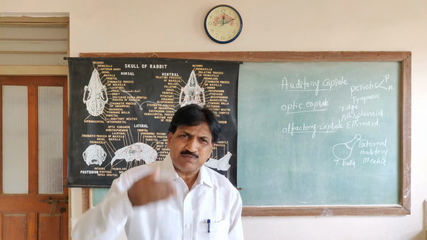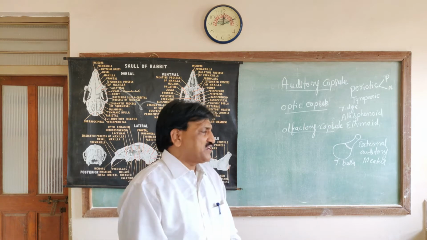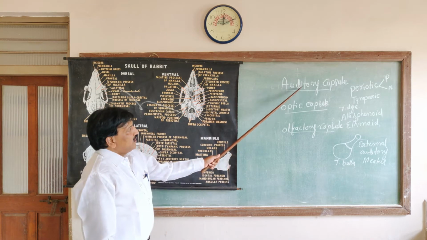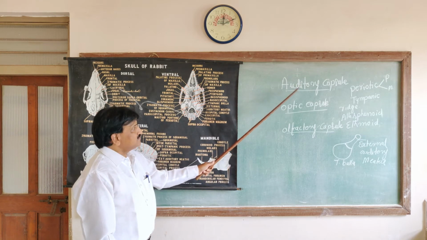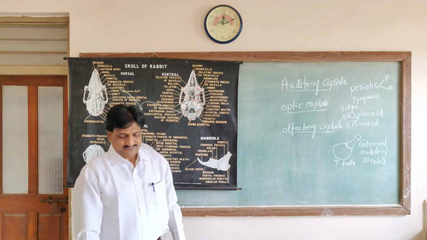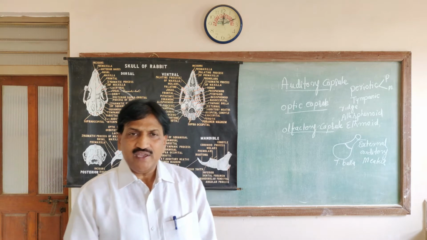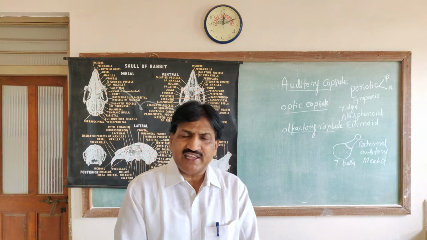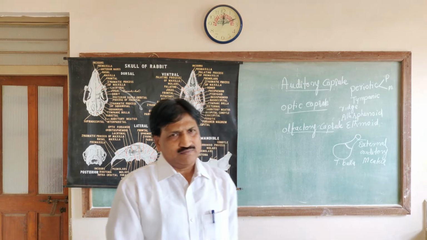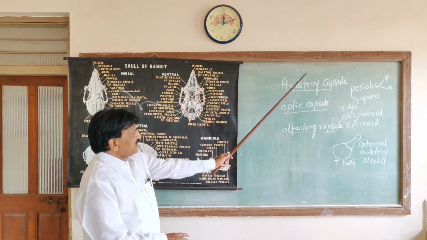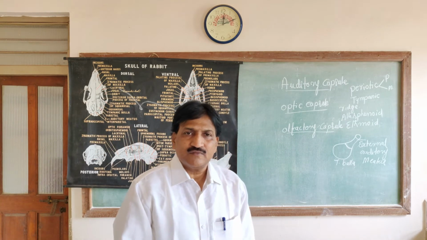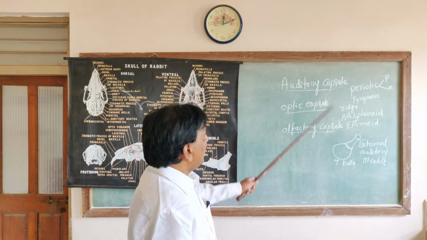So what are the types of sense capsule in the case of rabbit? There are three types: auditory capsule, optic capsule, olfactory capsule. Okay, how many capsules are there in the case of rabbit? There are three sense capsules. Once again I will repeat: auditory, optic, olfactory capsules. First I will take the auditory capsule.